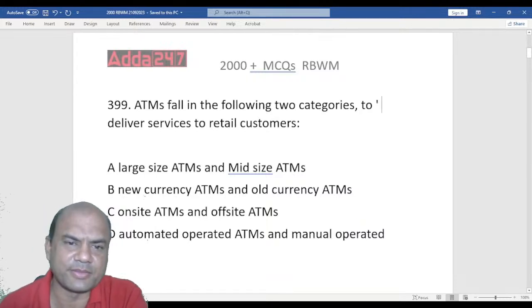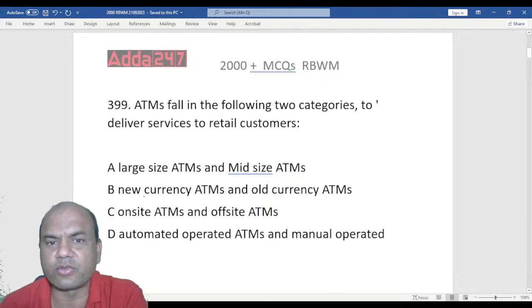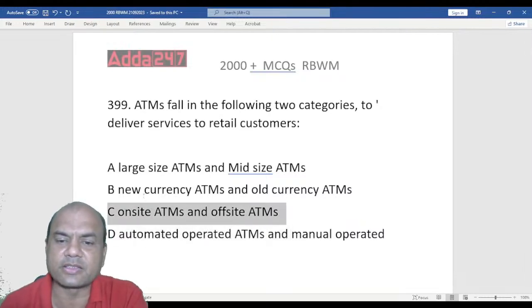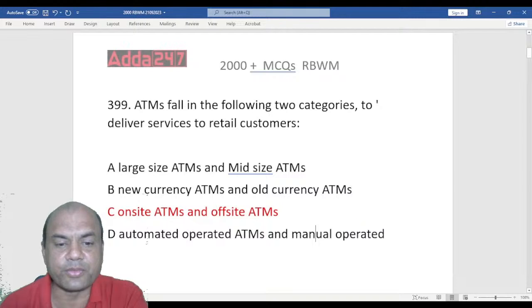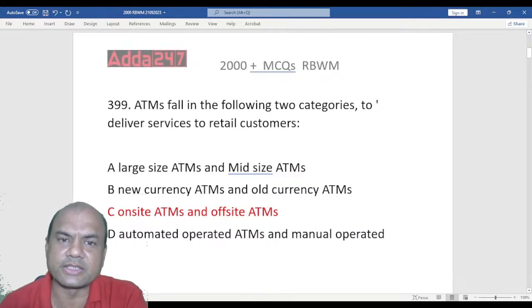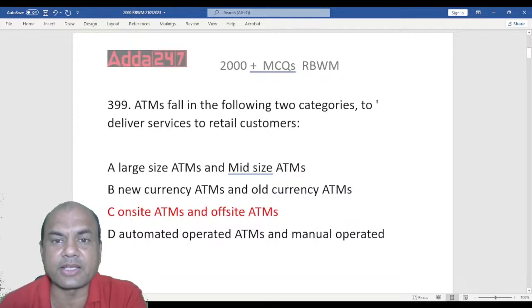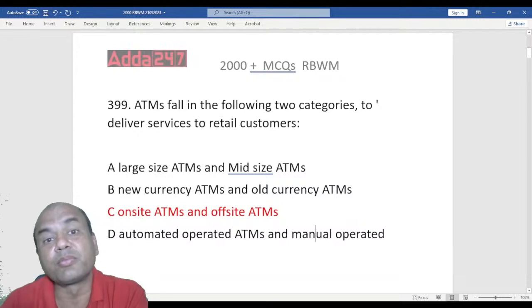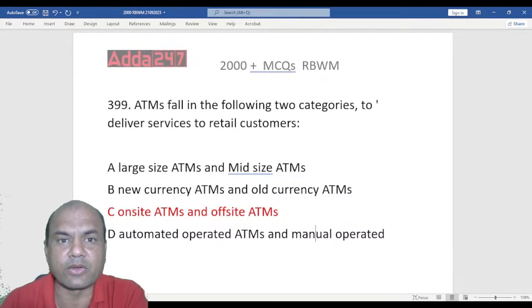Let me see in the comment section. What are the answers? Yes, it is on-site, off-site. This is the right answer. On-site and off-site ATMs. Correct, isn't it? These are the basic two ATM categories in our banks. Off-site means which is far beyond my bank branch, and on-site means on the branch itself.